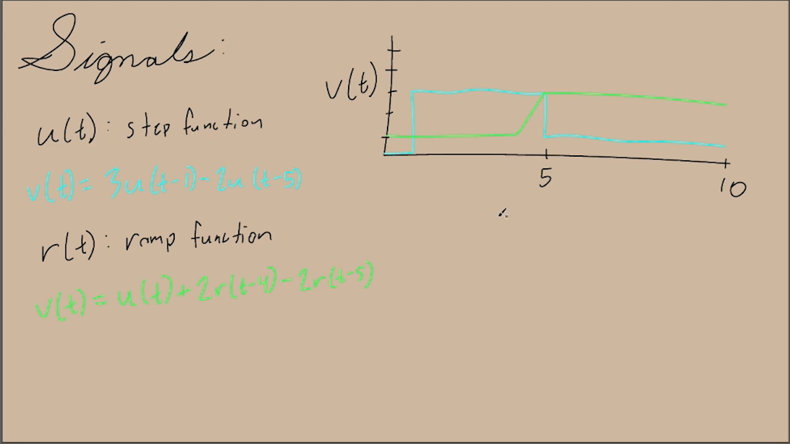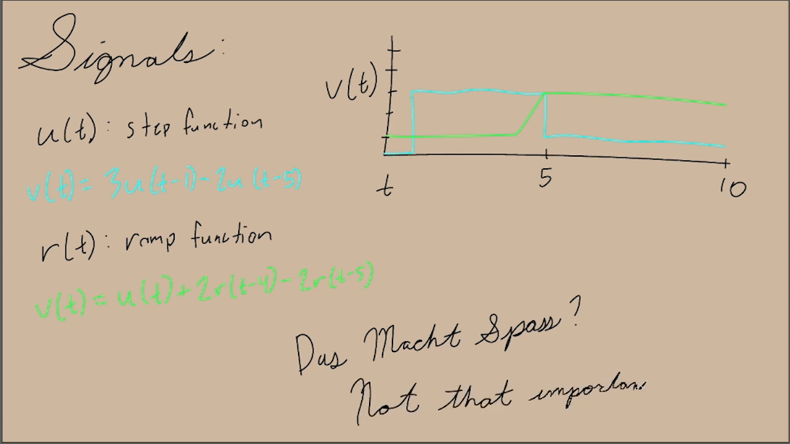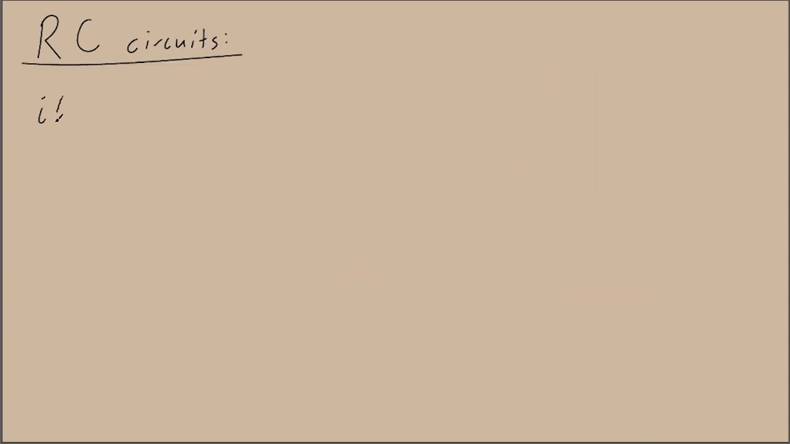Ramp functions describe slopes. The coefficients add the slopes. So you'll see here I canceled this slope out to 0 after t equals 5 because 2 minus 2 equals 0. RC circuits. RC circuits are not radio controlled, but resistor capacitor.